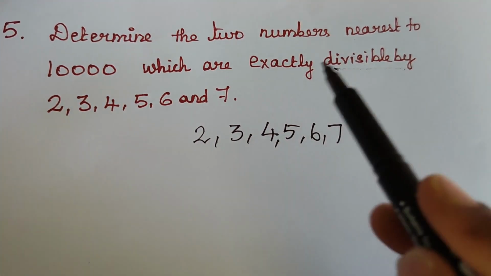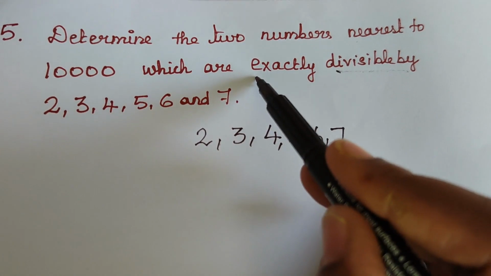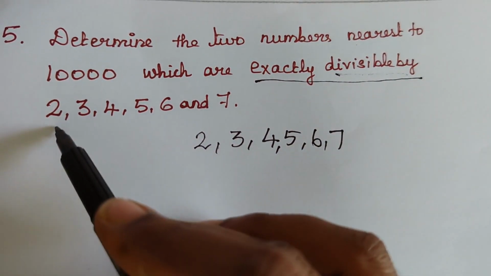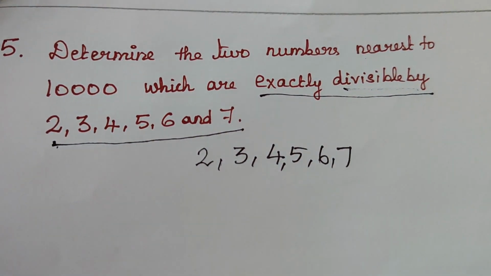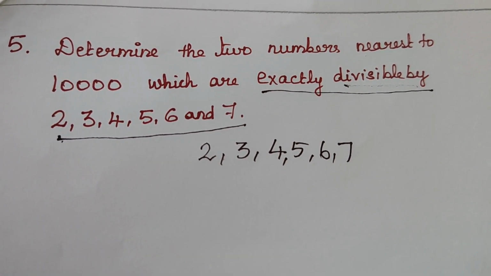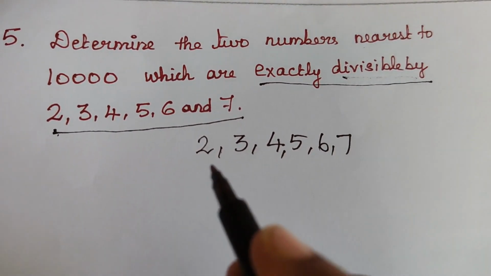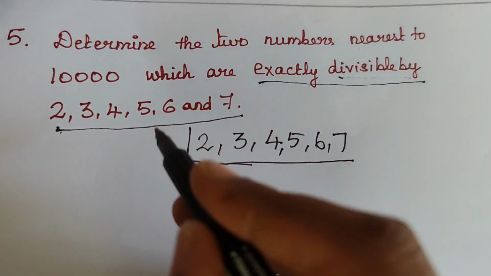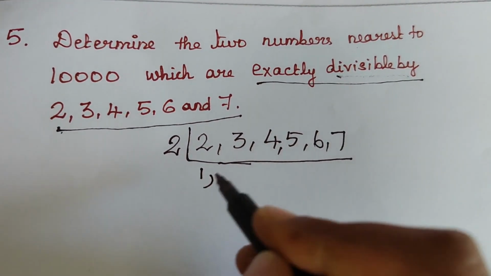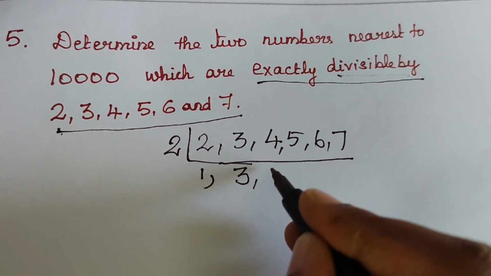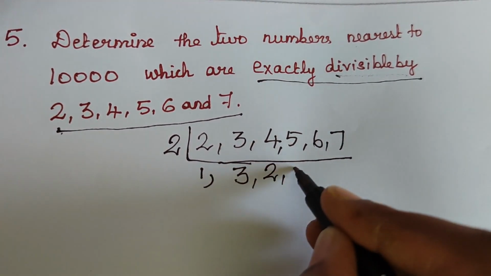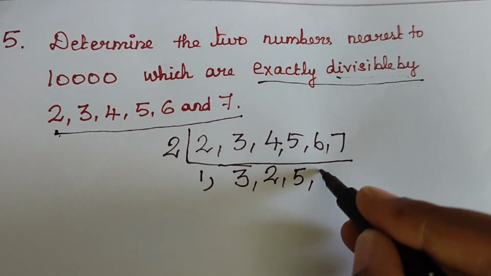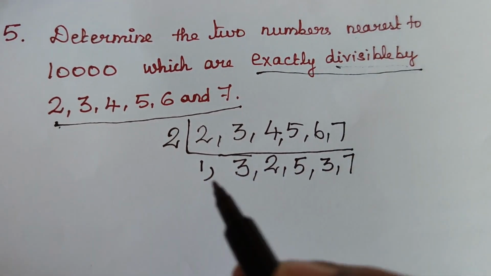So first we are solving this side. Which number is exactly divisible by 2, 3, 4, 5, 6 and 7? We will take their LCM. 2 ones are 2, bring down 3. In 4, 2 goes 2 times, bring down 5. In 6, 2 goes 3 times, bring down 7.